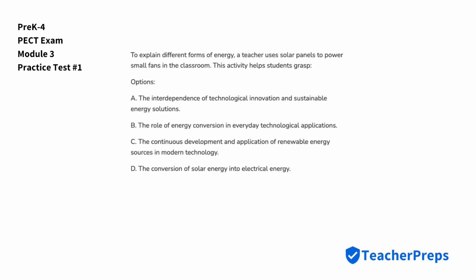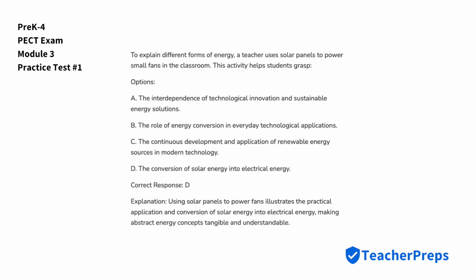All right, next, to explain different forms of energy, a teacher uses solar panels to power small fans in the classroom. This activity helps students grasp answer option D, the conversion of solar energy into electrical energy. Using solar panels to power fans illustrates the practical application and conversion of solar energy into electrical energy, making abstract energy concepts tangible and understandable.